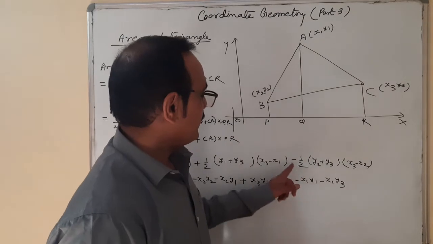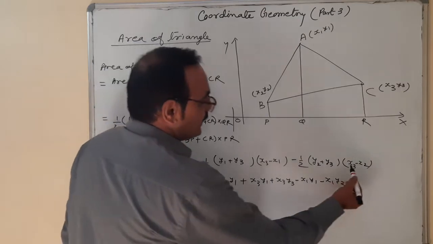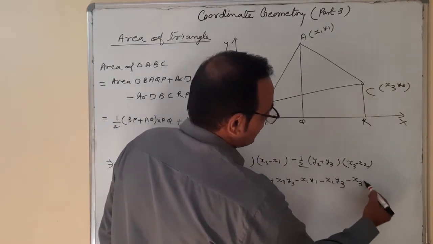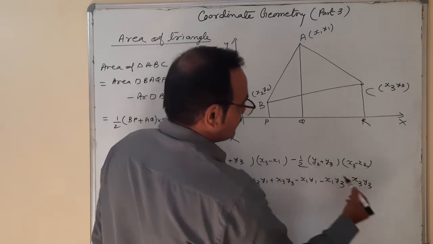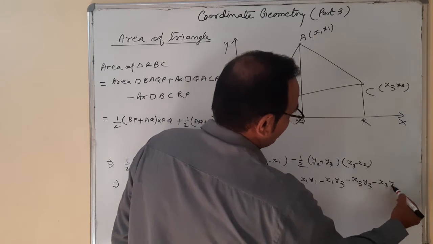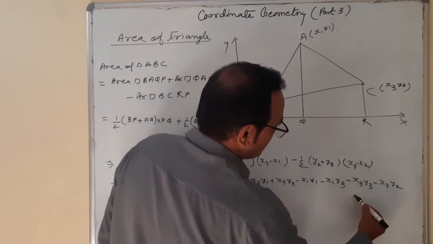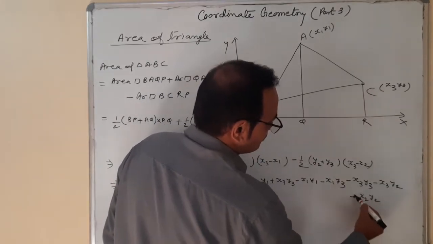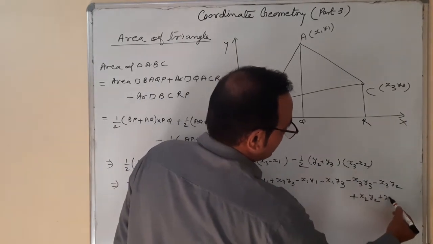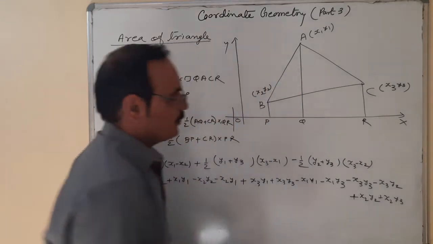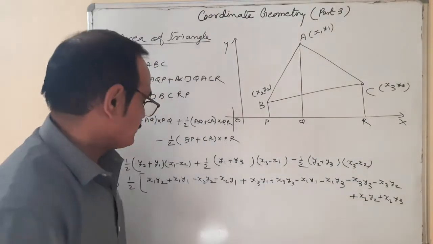After that, there is a minus sign outside, so keep this minus in your mind. Minus x3 y3, minus x3 y2, minus x2 y2, and minus minus becomes plus x2 y2, and plus x2 y3. Okay. 12 steps total.